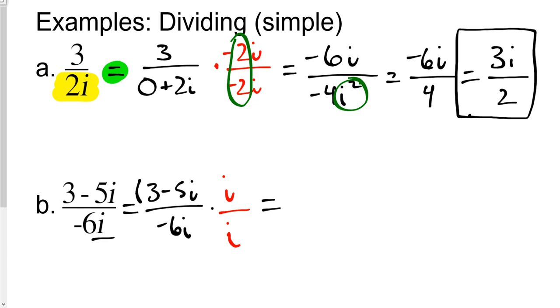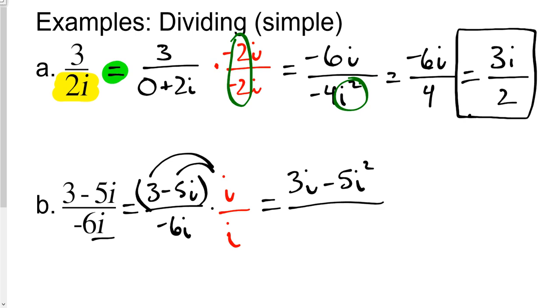Okay, so this time I'm going to draw a set of parentheses because it helps remind me that I'm using the distributive property and all that other fun stuff. So I'm going to multiply this out and say 3 times i is 3i, and that negative 5i times i is negative 5i squared. Then down in the denominator, negative 6i times i is negative 6i squared.